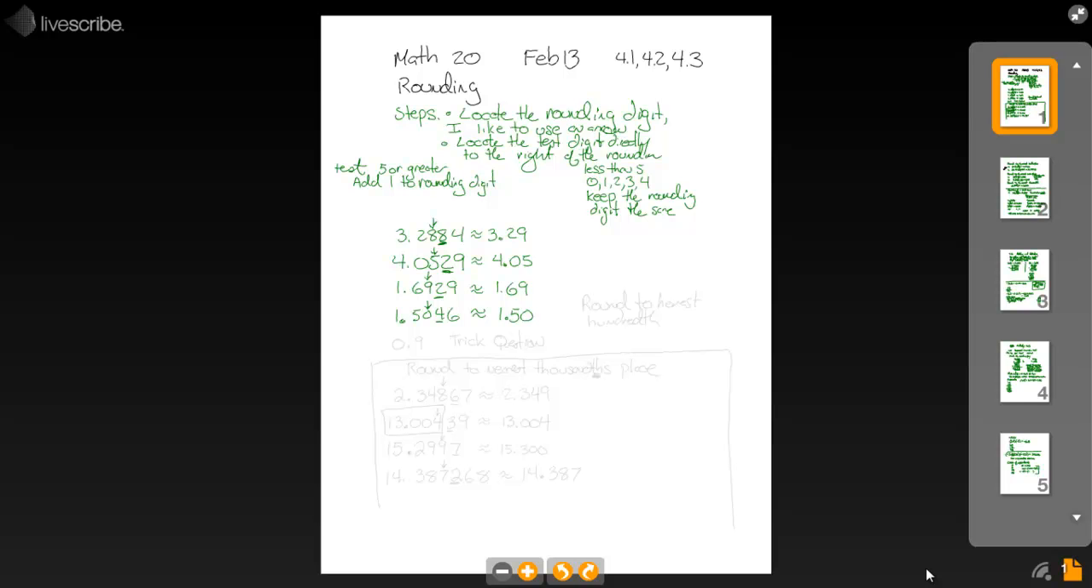What about that 0.9? But then there's this one weird one. We wanted to round to the hundredths, and it was 0.9.